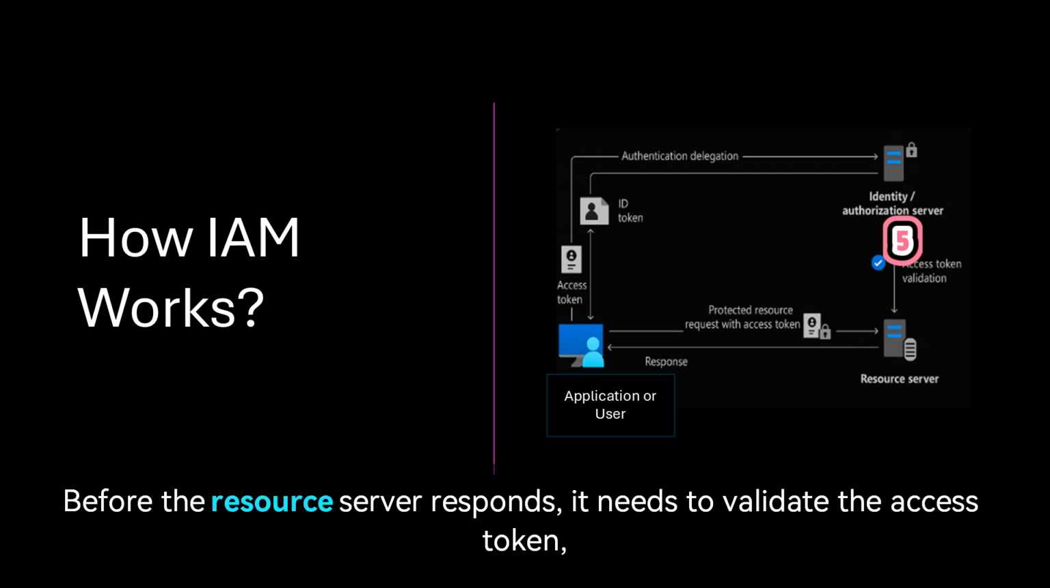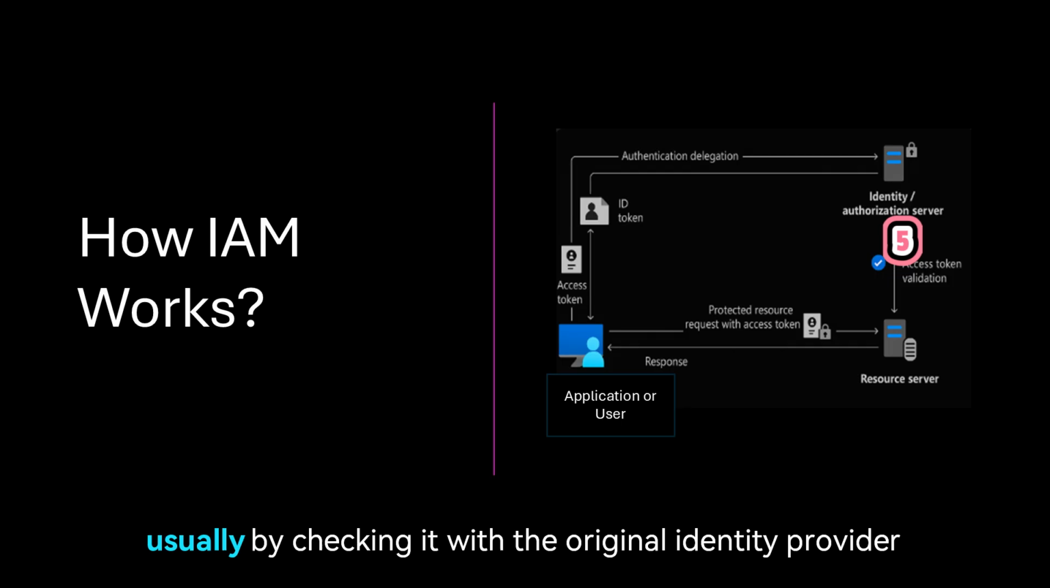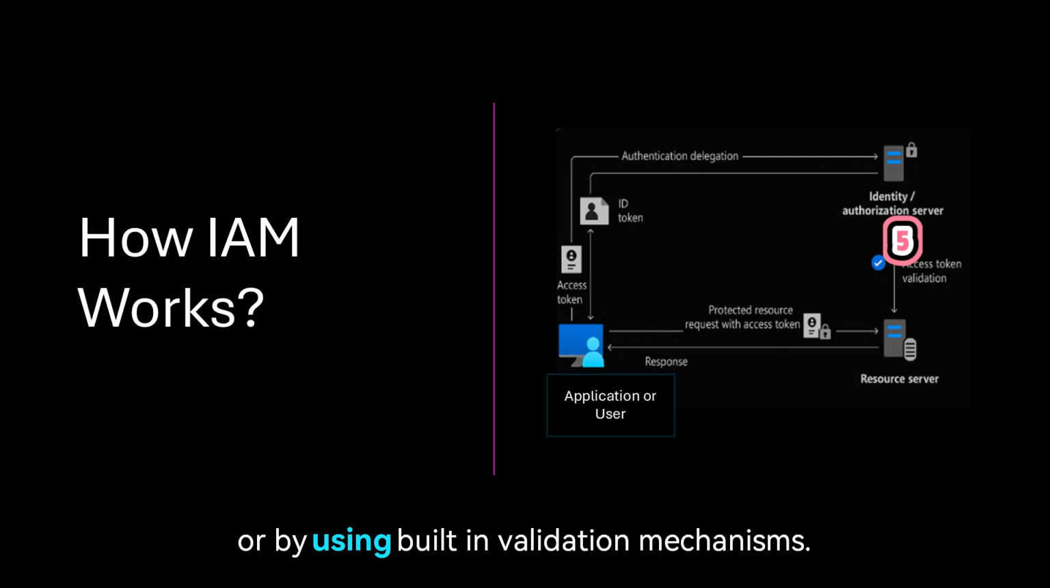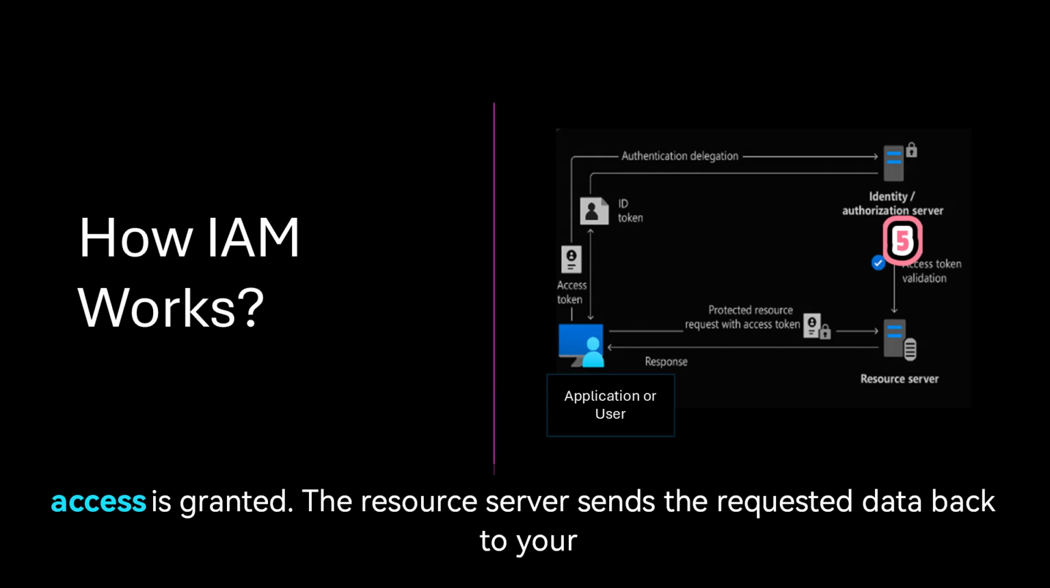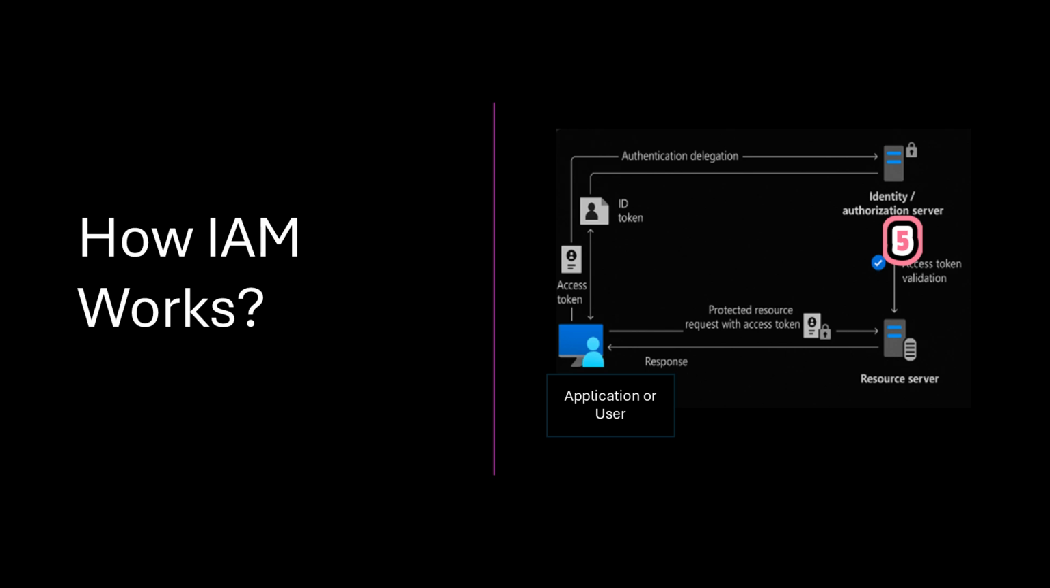Before the resource server responds, it needs to validate the access token, usually by checking it with the original identity provider or by using built-in validation mechanisms. If the token is valid and the request aligns with what the token allows, access is granted. The resource server sends the requested data back to your client application.